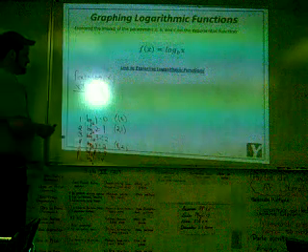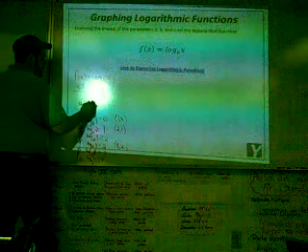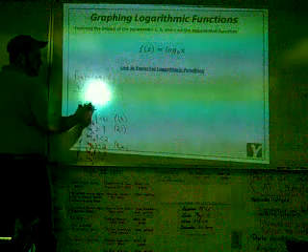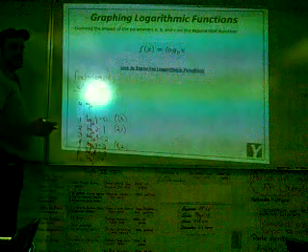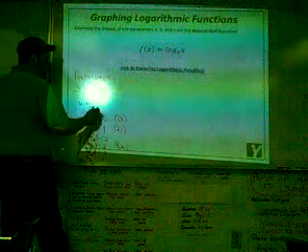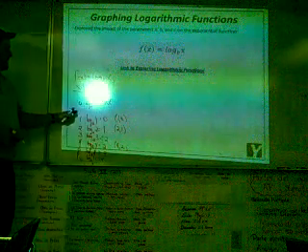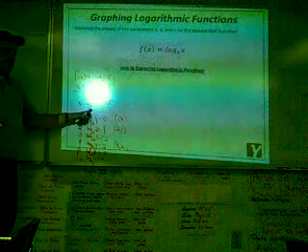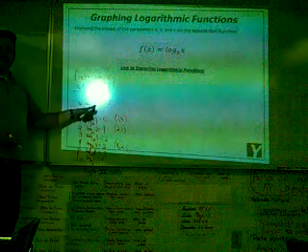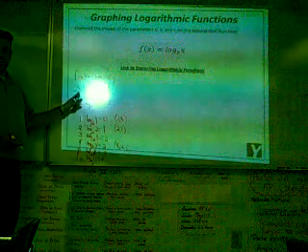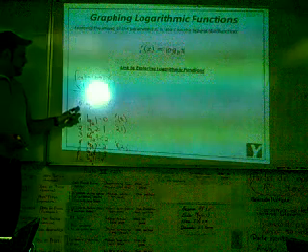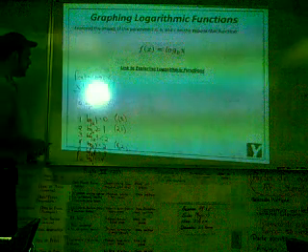Well, how about 0? The log base 2 of 0, 2 to what power is equal to 0? That can't be done. This doesn't exist. You also cannot take the log base 2 or any base of negative numbers. So 0 is not going to be in your domain. Negative numbers are not going to be in your domain. What about numbers in between 0 and 1?